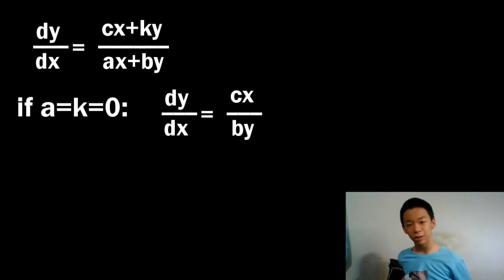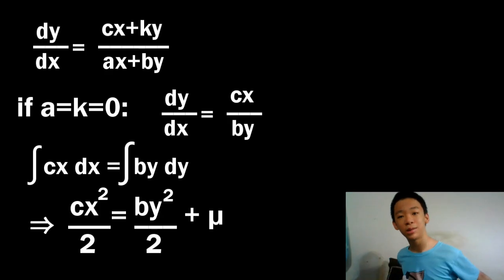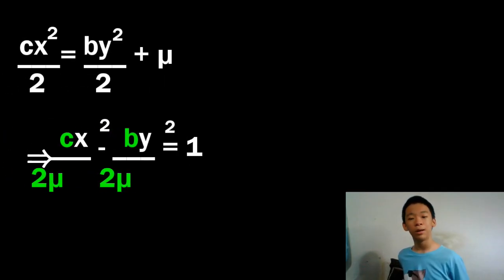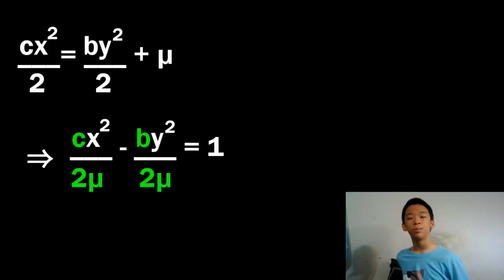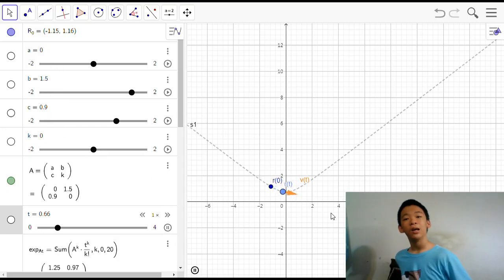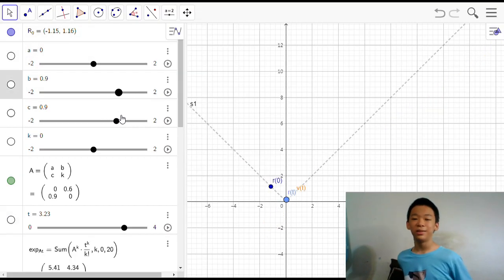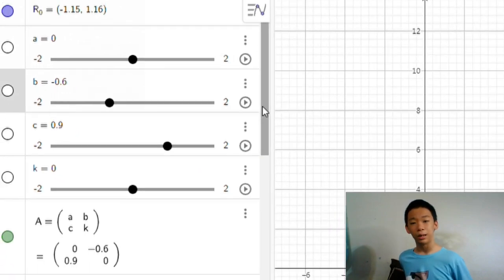When a and k are both 0, we get dy over dx equals cx over by. By moving the x terms to one side, the y terms to the other side, and integrating both sides, we end up with c over 2 x squared equals b over 2 y squared plus mu, where mu is a constant. Simplifying the equation, we end up with c over 2 mu x squared minus b over 2 mu y squared equals 1. What's really intriguing is that the graph of this is just a conic section. Assuming that mu is positive, if b and c are positive, it's a hyperbola. If c is negative while b is positive, we get an ellipse.